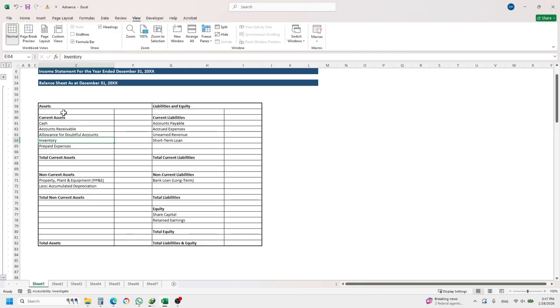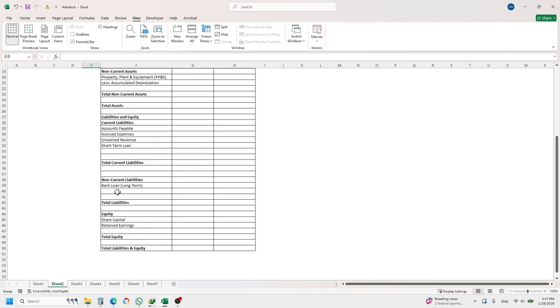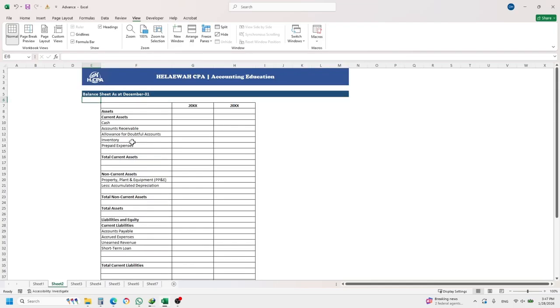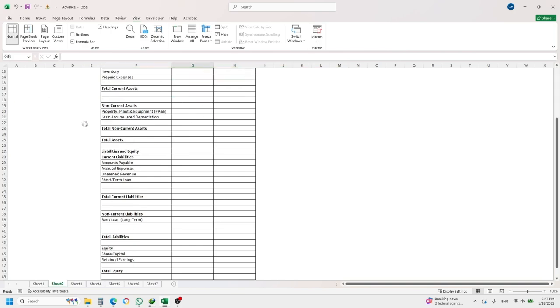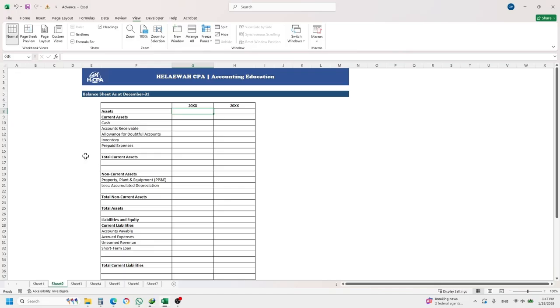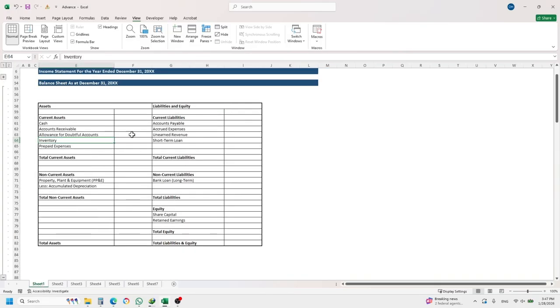Also to notice, there are two ways to show the balance sheet, either side by side or one under the other. In this way, it can help us if we want to compare or present more than one accounting year. This method is more helpful than side by side.